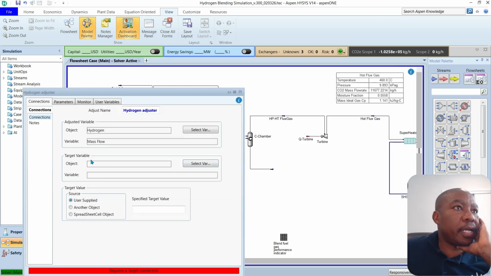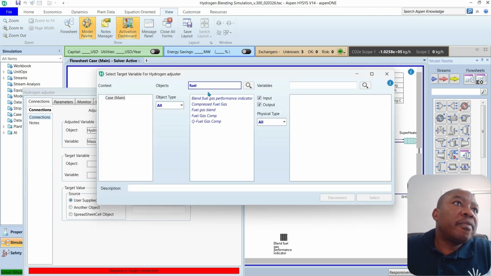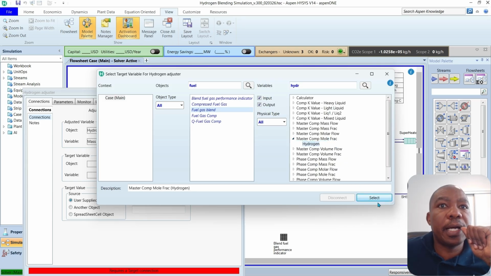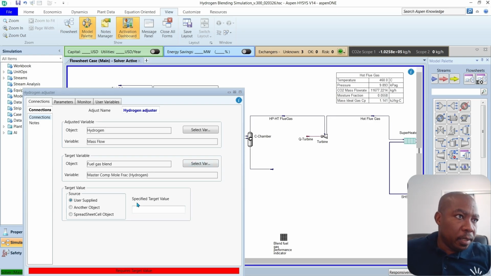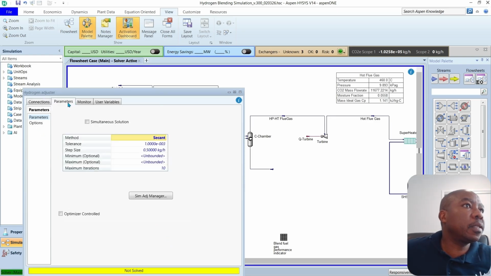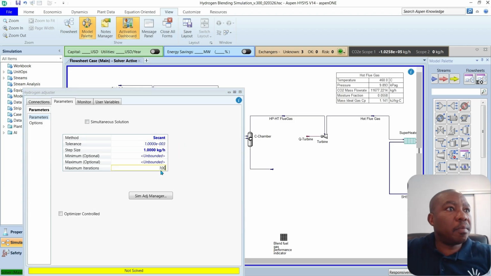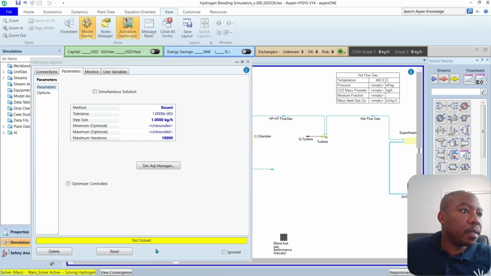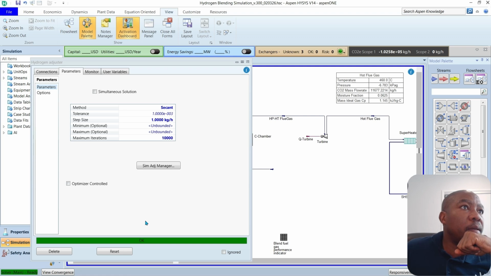And then what is the target variable? We are targeting the fuel gas blend stream. We are targeting the mole fraction to be 20%. That's the mole fraction of that hydrogen. We need it to be 20%. The specified target is 0.2. And then we go to the parameters. We're going to specify a 1 kilogram per hour step change and a maximum of 10,000 iterations. And then I just press enter, and it says not solved, start. And it looks like it has converged.